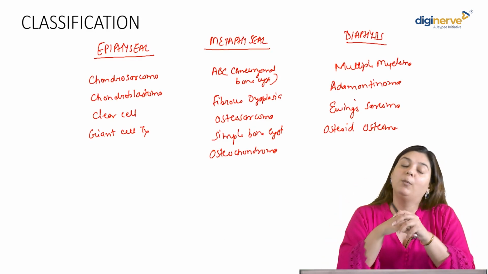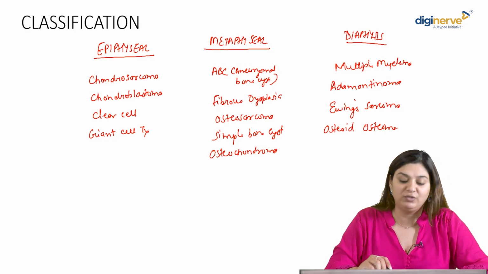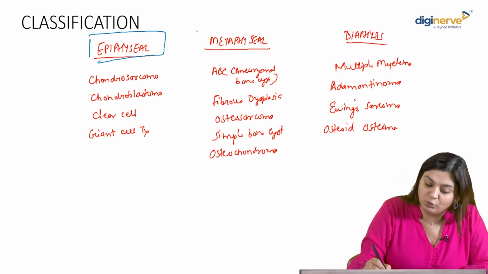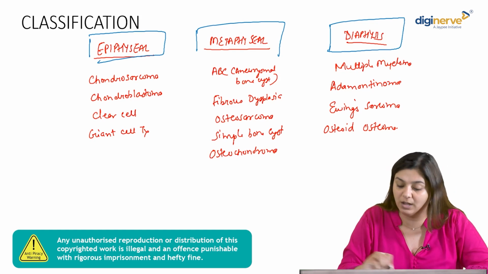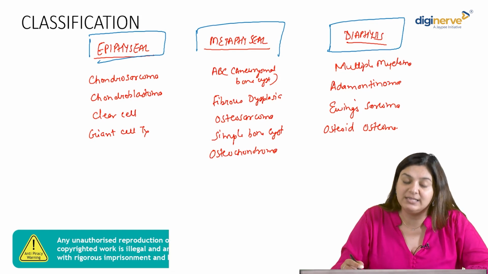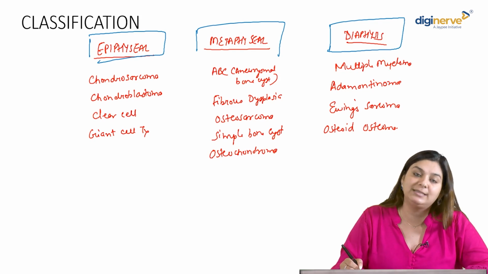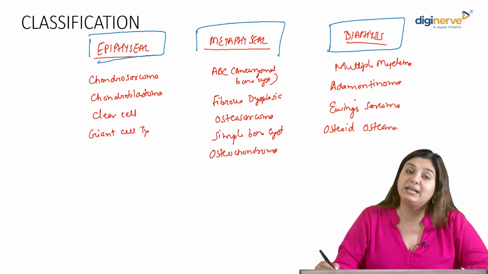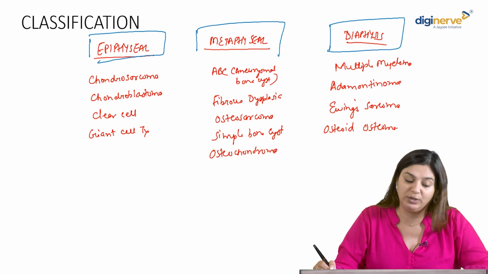As you all know, bone has the two ends, that is the epiphysis and the diaphysis, and the middle part of the shaft is known as the metaphysis. Now, according to location, the tumors are divided. In the epiphysis, chondrosarcoma, chondroblastoma, clear cell and giant cell tumor occur. Metaphyseal tumors are ABC, that is aneurysmal bone cyst, fibrous dysplasia, osteosarcoma, simple bone cyst and osteochondroma. Then diaphysis: it is multiple myeloma, adamantinoma, Ewing sarcoma and osteoid osteoma. The important ones out of them we are going to discuss.